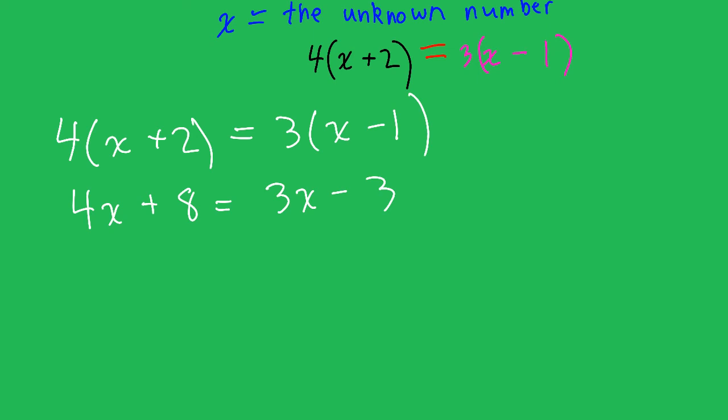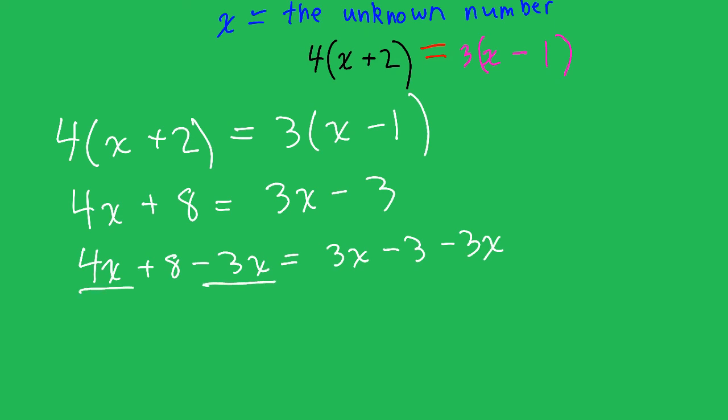So now we can work on getting the variable terms on one side and the numbers on the other side. So it'd be easiest if we just get the variable terms on the left side, and to do that we'll subtract 3x from both sides, and that will just cancel out the x's on the right side and leave us a positive x on the left side. So I'll do that here. 4x plus 8 minus 3x equals 3x minus 3 minus 3x. So we're left with 4x minus 3x is x plus 8 equals 3x minus 3x cancels, negative 3.